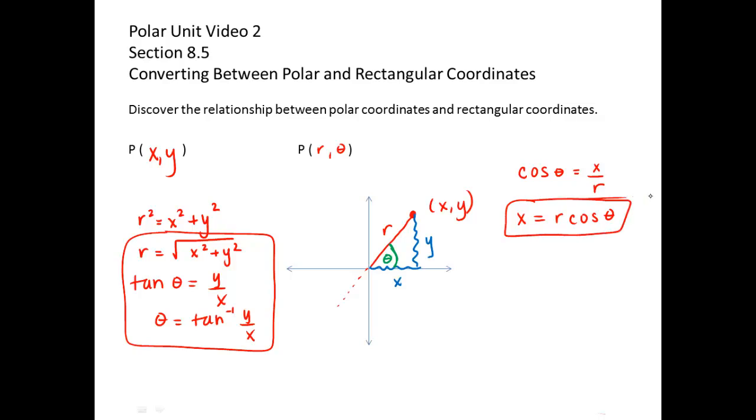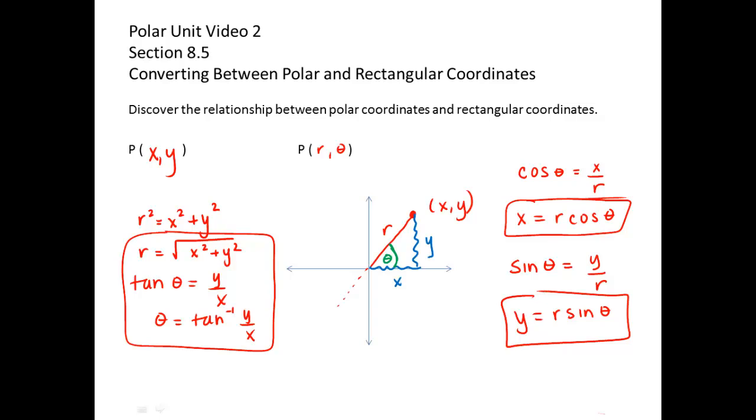So what's the relationship between y, theta, and r? Well, that's a sine relationship. So the sine of theta equals y over r. Again, multiplying both sides by r, we have y equals r sine of theta.